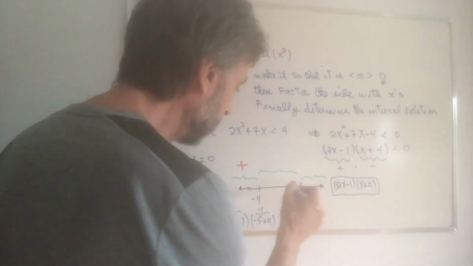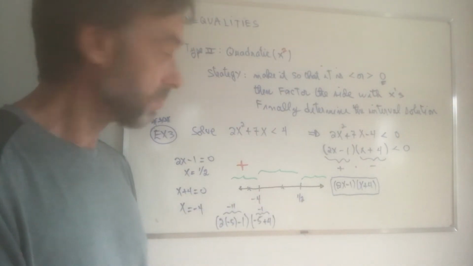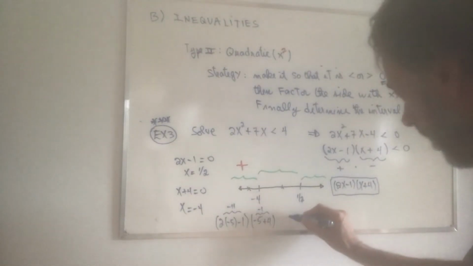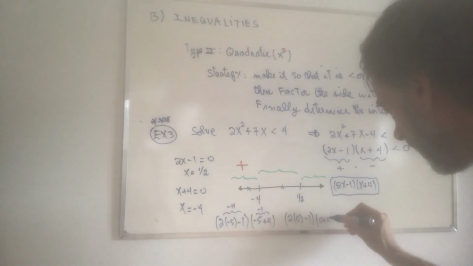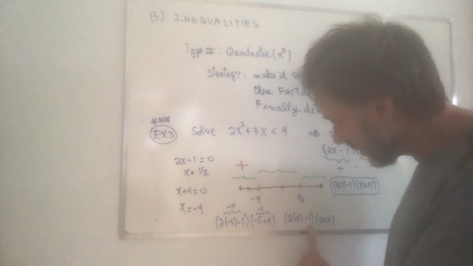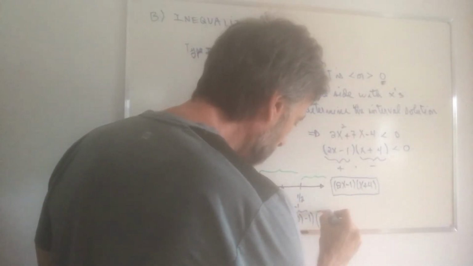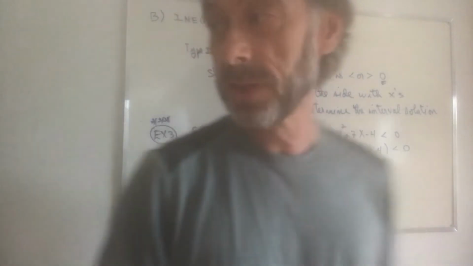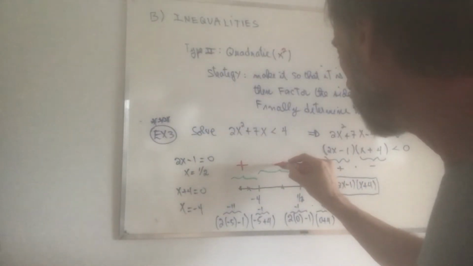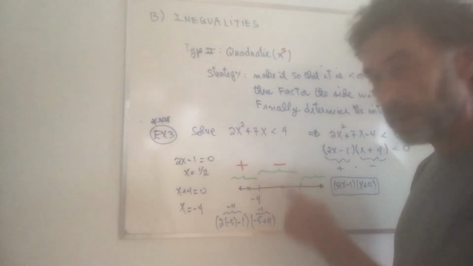Now let's pick a number between minus 4 and 1/2. What say you? Pick a number. What could you pick between minus 4 and 1/2? 0? Sounds good. Let's put 0 in there. 2 times 0 minus 1, multiplying 0 plus 4. 2 times 0 is 0, 0 minus 1 is minus 1. 0 plus 4 is 4. Minus 1 times 4 is negative. So I'm going to put a negative sign here, meaning that if I pick any number in this interval, it'll always yield a negative number.